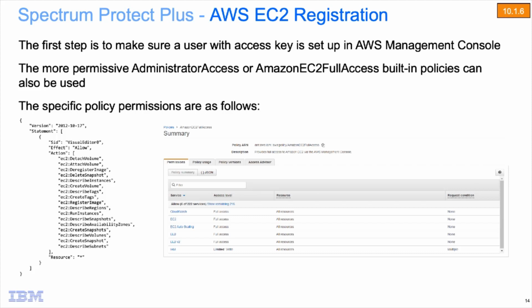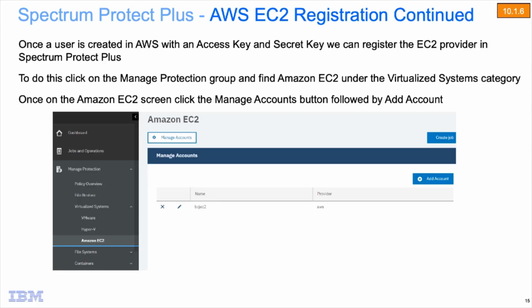Now, I won't read those to you. The best thing to do for things like this is to Google Spectrum Protect Plus All Requirements document, and in there we'll have a specific set of permissions that you need to set up the credentials, and so use that. Once a user is created in AWS with an access key and secret key, we're now able to register the EC2 provider into Spectrum Protect Plus.